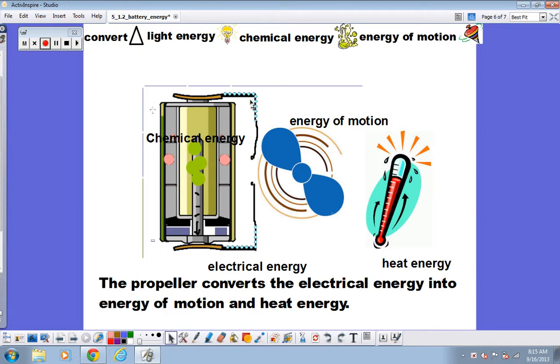And then the electric charges, the negative charges, go all the way back, and the whole thing starts again. So we have chemical energy, changes to electrical energy when the negative charges start to move. When those charges get into the fan, it starts to spin, changing it to energy of motion and heat energy. And that is how the energy in the battery makes the fan spin.